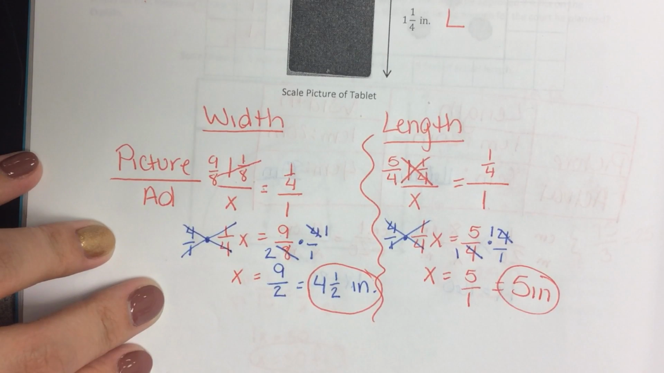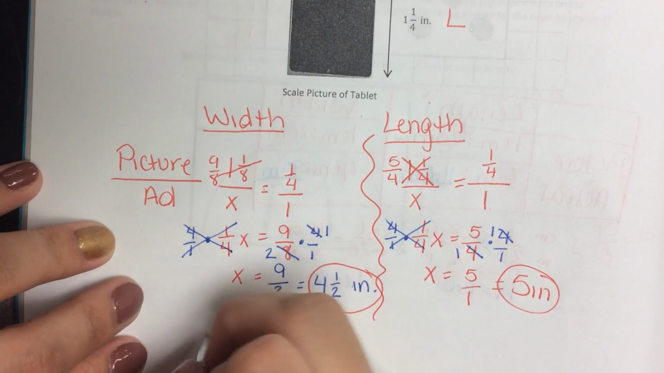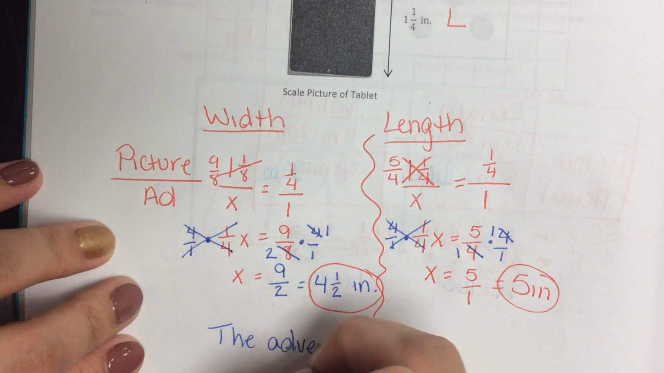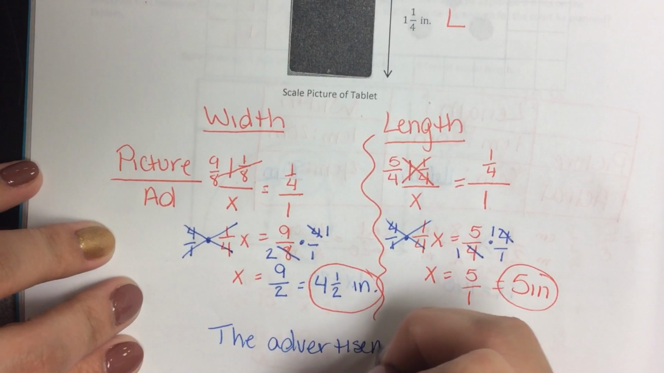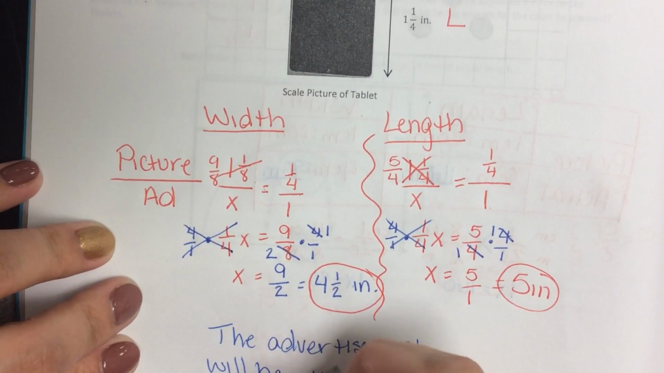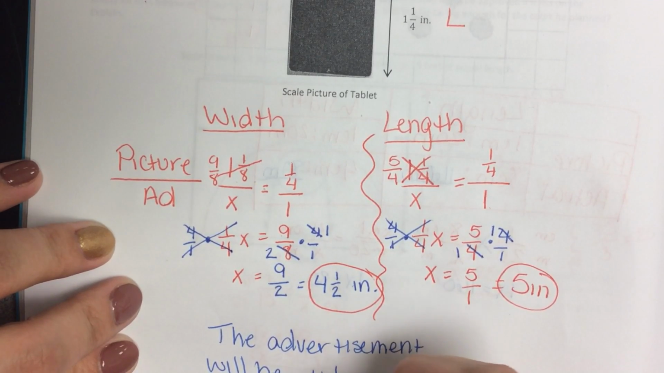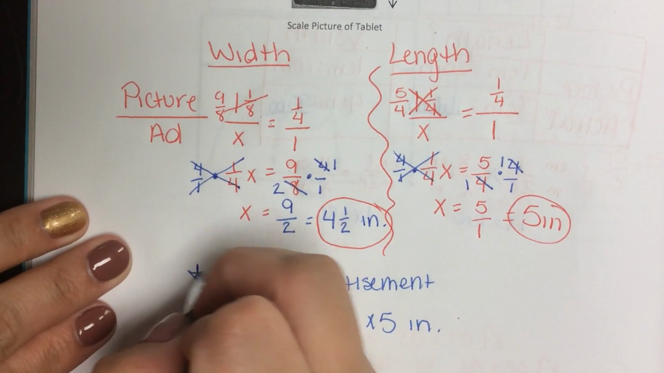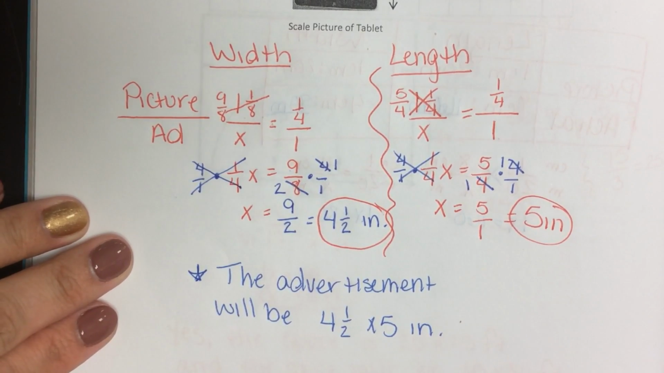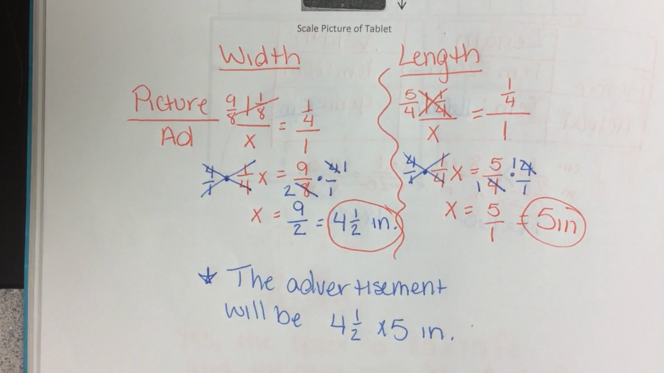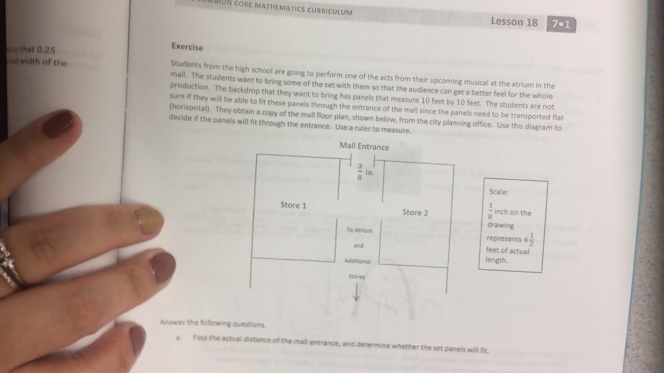Okay, so to answer the question, she's going to enlarge, the advertisement will be 4.5 by 5 inches. The advertisement will be 4.5 by 5 inches. Done. Okay, now both 3rd and 4th hour, you can all watch this now, this last exercise.